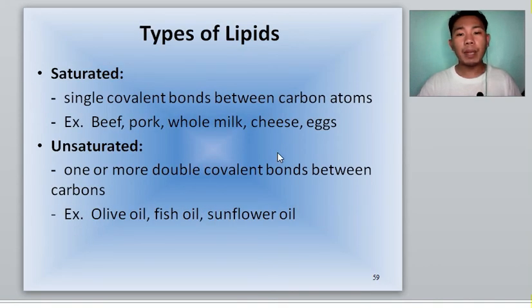Types of lipids: these are saturated and unsaturated. When we say saturated, these have single covalent bonds between carbon atoms, like beef, pork, whole milk, cheese, and eggs. When we say unsaturated, these have one or more double covalent bonds between carbons. These are olive oil, fish oil, sunflower oil, etc.